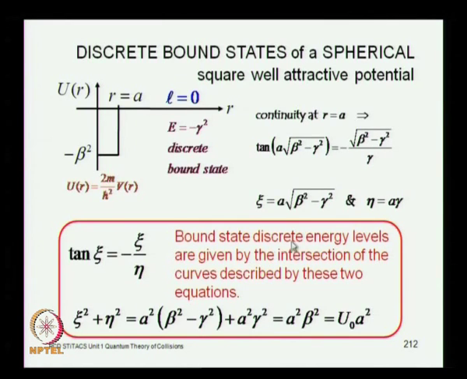So, the bound state discrete energy levels are given by the intersection of these curves. This is the relationship between eta and xi, which describes a certain family of curves. Here is another relation between xi and eta, which is another family of curves, and the intersection of these two will give you the solutions to the discrete bound state energies.